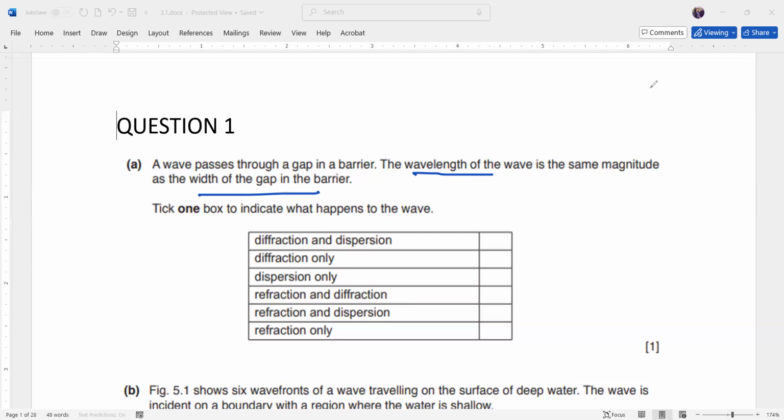Dispersion is the property of spreading of light when it is passing through a different medium. Yes, dispersion of light is there. But in this case, you have not studied dispersion, so that option cannot be there. So what you're left with is diffraction only.